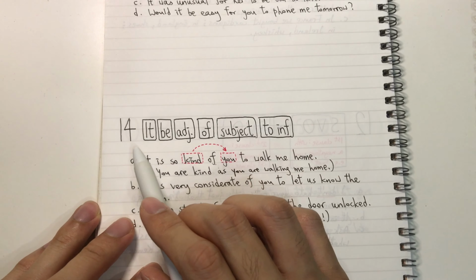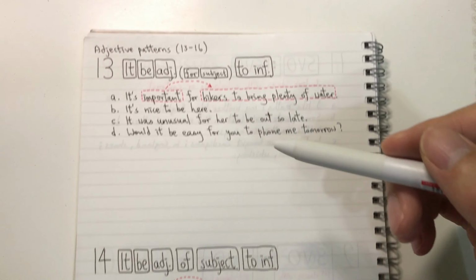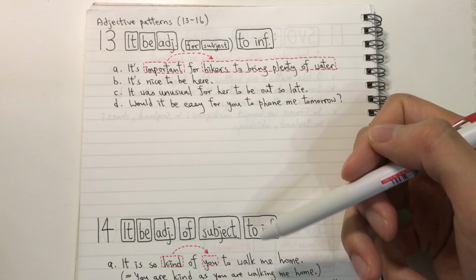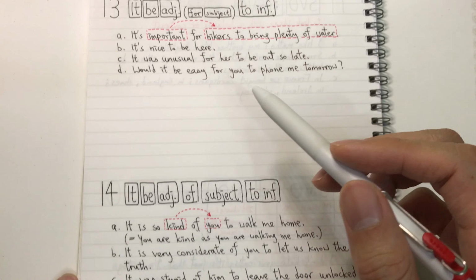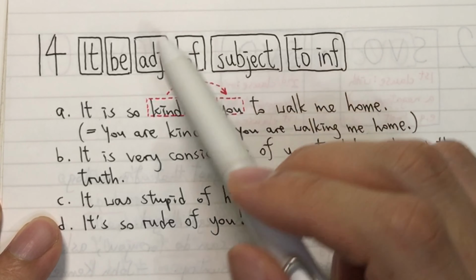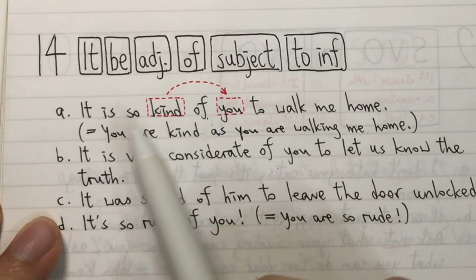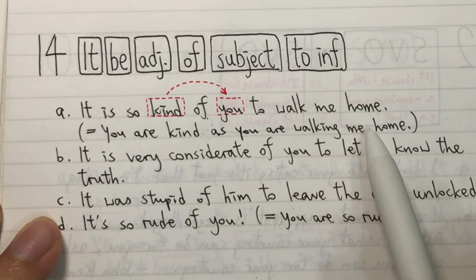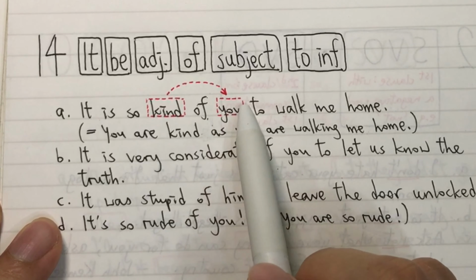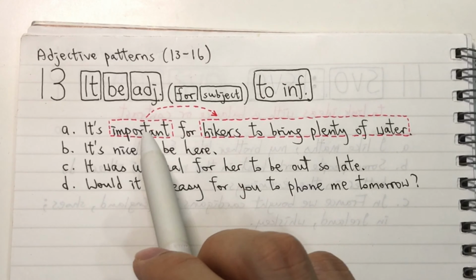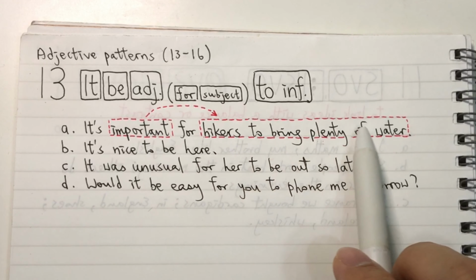Next we have 14. It be adjective of subject to infinitive. Hey, what's the difference? They look so similar, don't they? What's the difference? Yes, the little preposition for has now been changed to of. So it is so kind of you to walk me home. That means you are kind as you are walking me home. You are kind. The adjective goes to you. Okay, and here in 13, the adjective goes to the whole thing, the whole situation.